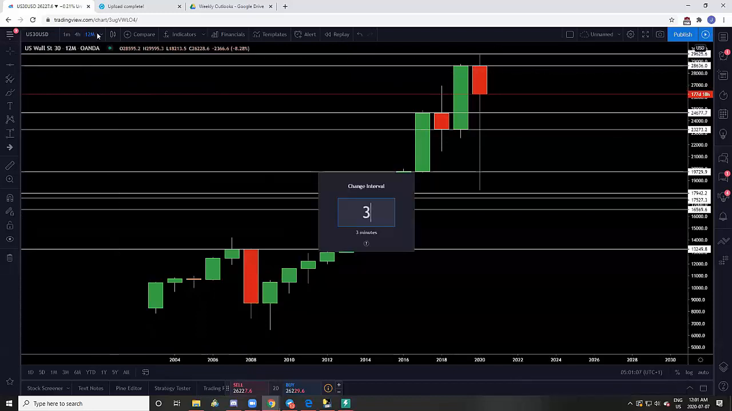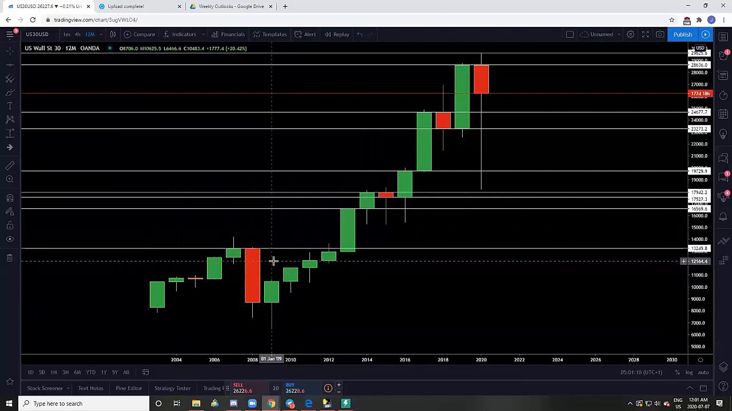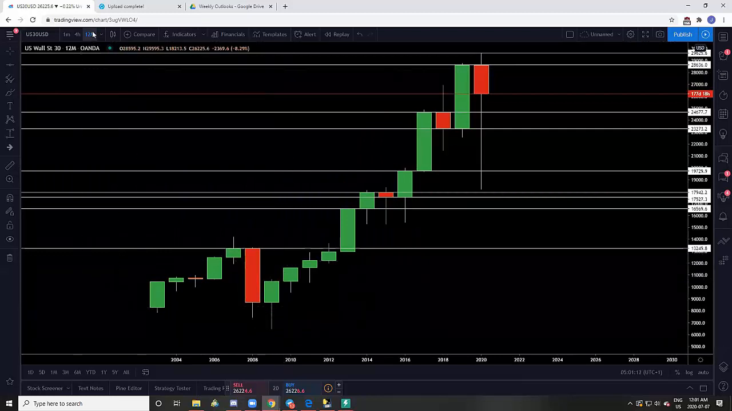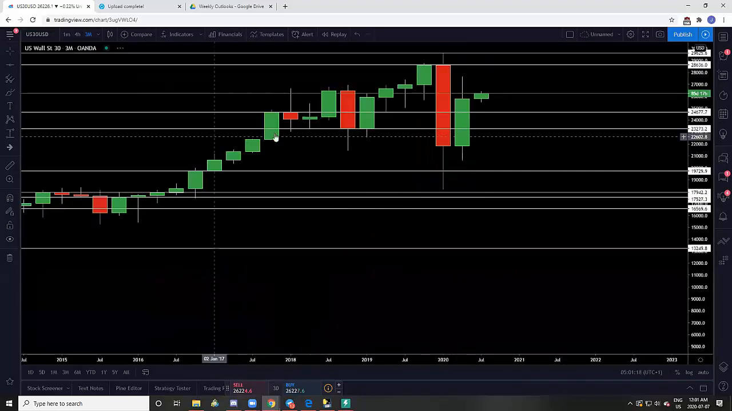I'm not going to go all the way down. I don't really see the need to mark off levels in like the 7,000 point area. You know what I mean? So these are just some of the main levels I marked off based on the 12 month. I'm going to go to the quarterly level now.